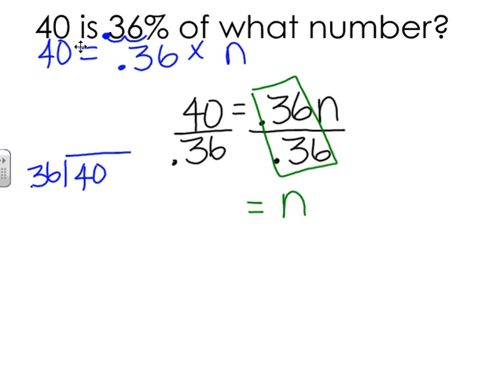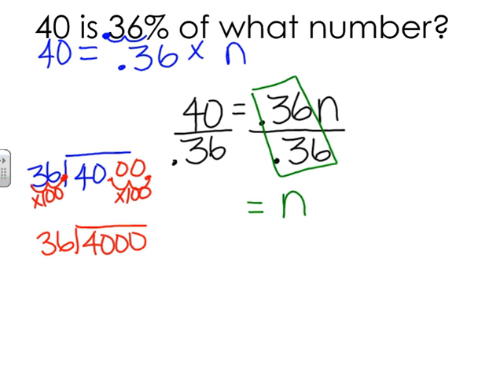Now, it's not the best to divide by a decimal, so I'm going to multiply by 100. That'll move my decimal point over 2 places. So I need to do the same thing to 40. Multiply by 100. Now I'm going to rewrite the problem, 4,000 divided by 36. That'll give me the same answer as 40 divided by 36 hundredths.